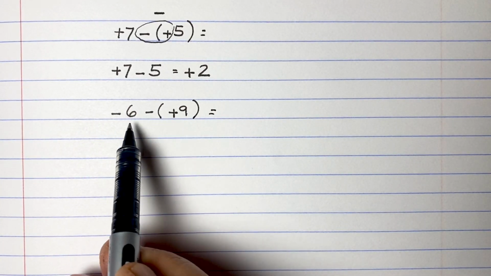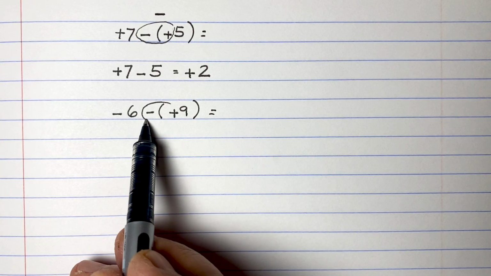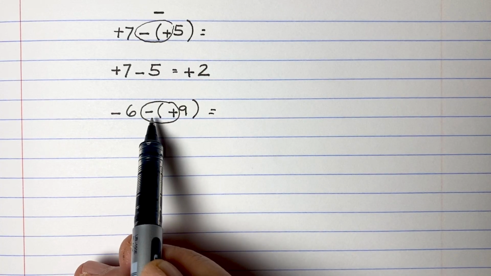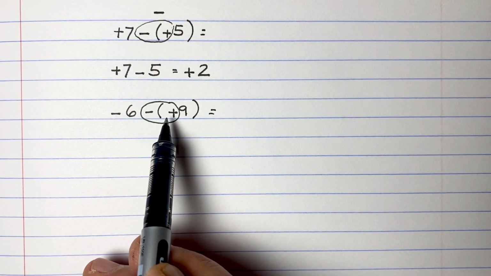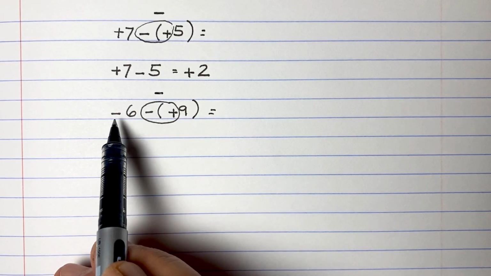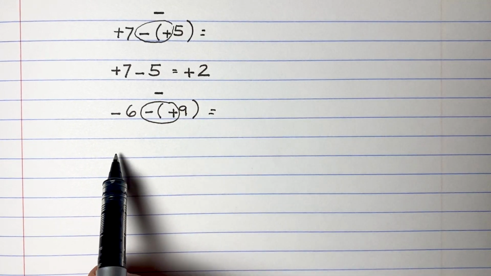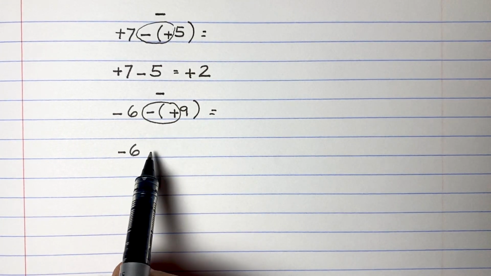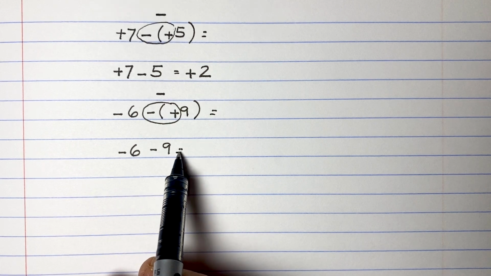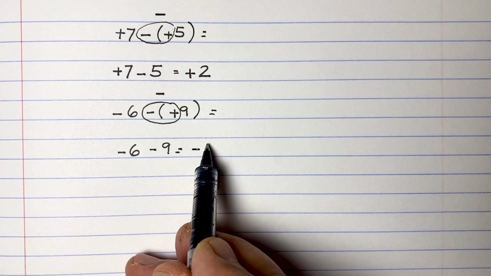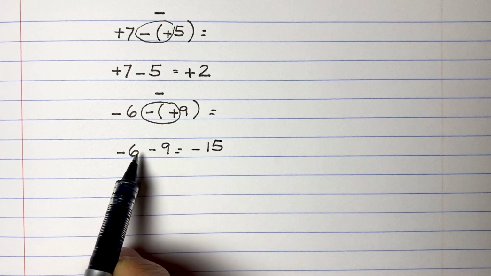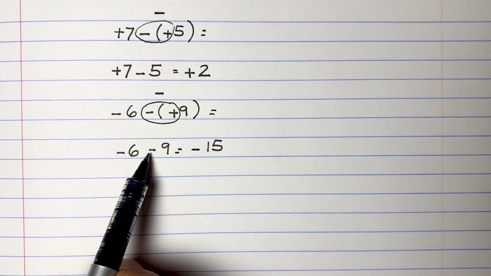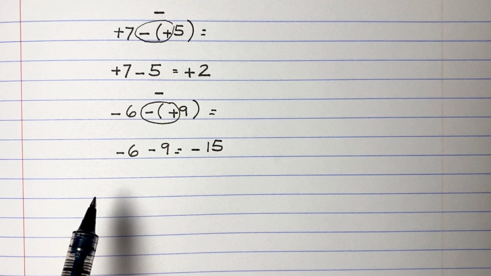Next one, negative 6, negative plus 9. So if you see double signs following each other, you need to circle this, reduce the double sign to a single sign. Negative times positive is negative. So I can write it here underneath, negative 6, minus 9 equals negative 15. Why negative 15? Because the signs are the same. We added the digits. The bigger digit is 9. 9 is negative, so the answer would be negative.